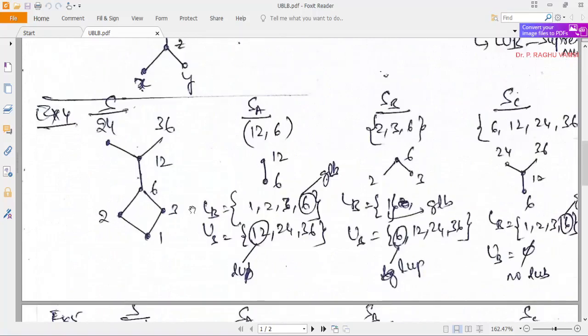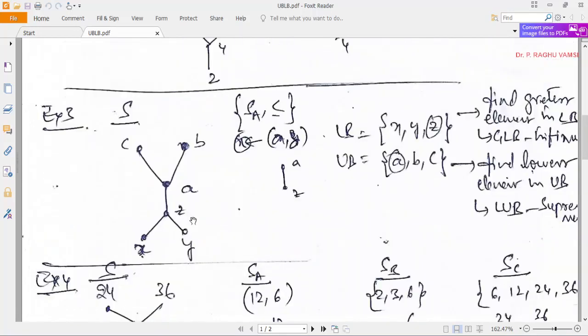At the same time, this particular diagram, we have tested for the pairs 12, 6. Here we got the greatest lower bound and lowest upper bound. And for 2, 3, 6, still we got the lower bound, upper bound, GLB and LUB. While coming to this subset, we didn't get this. So that is the reason this diagram will also not represent the lattice.